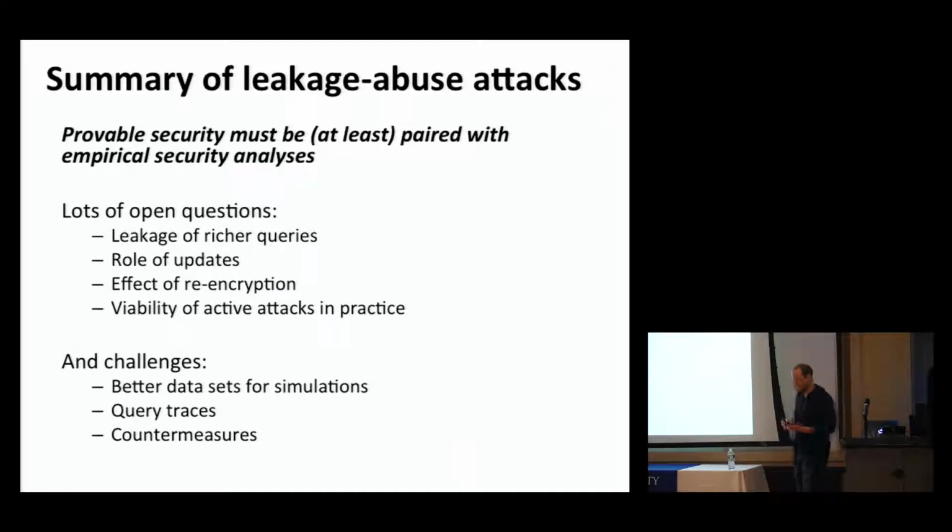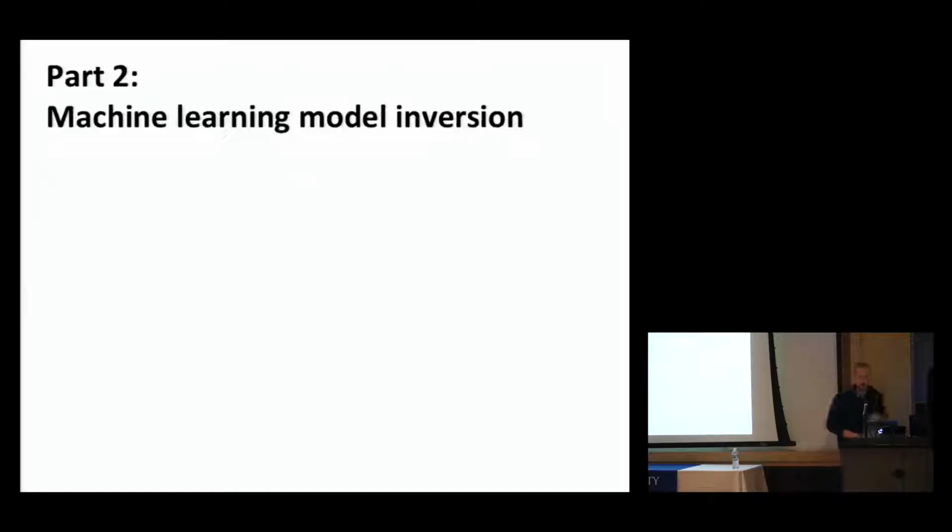The takeaway is I think provable security only gets us so far in this context. You really need to do empirical analyses. And that's not to say that provable security is not important. Of course, that gets us to the place where we can just focus on the leakage. But at that point, there's lots of open questions. Any other quick questions about this before I move on to machine learning? Cool. Perfectly clear. All right.